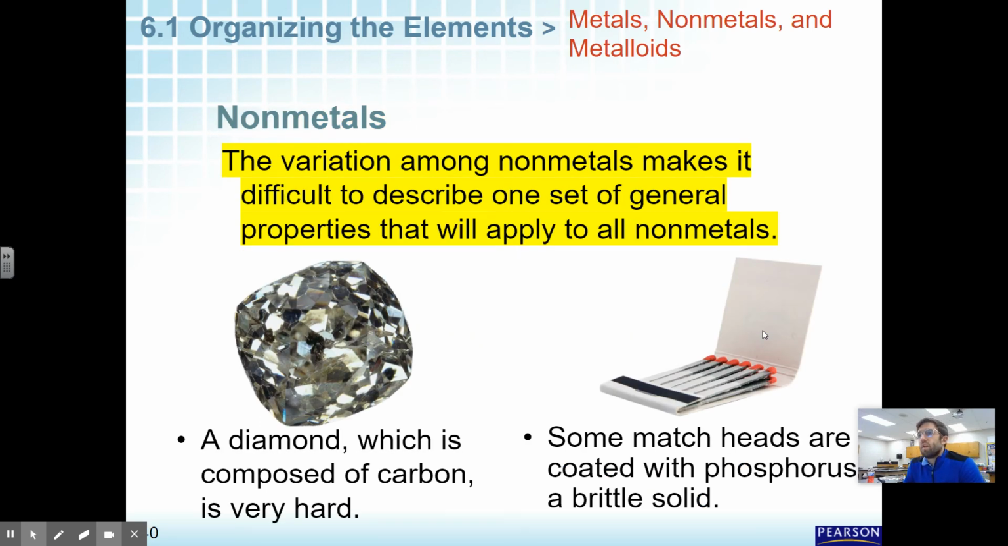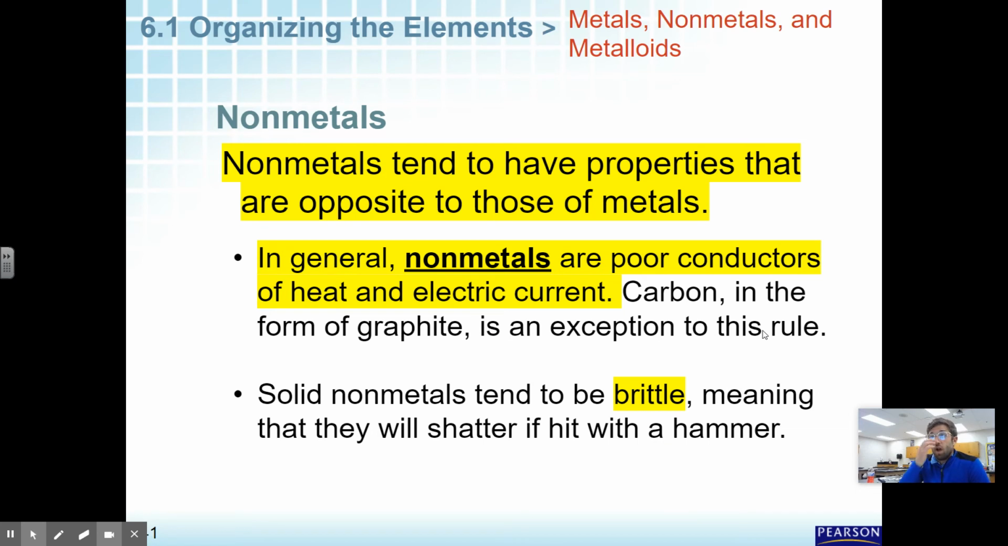The variation among nonmetals makes it difficult to describe one set of general properties that will apply to all of them. You have things such as diamond, which is composed of carbon. It's a covalent network solid, very hard, with a very, very high melting point. And some match heads are coated with phosphorus, which is a brittle solid. I thought I had matches around here, but I don't.